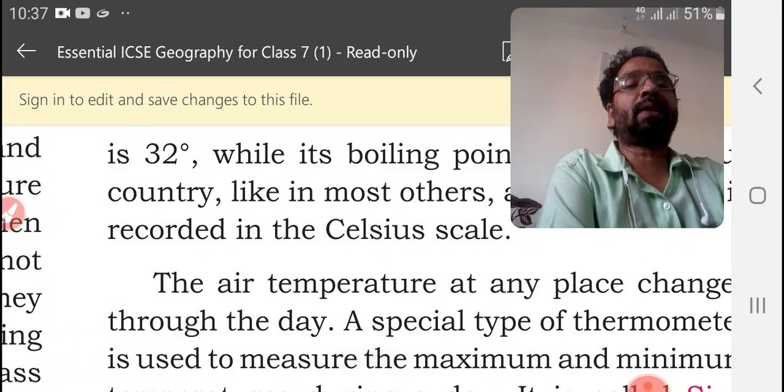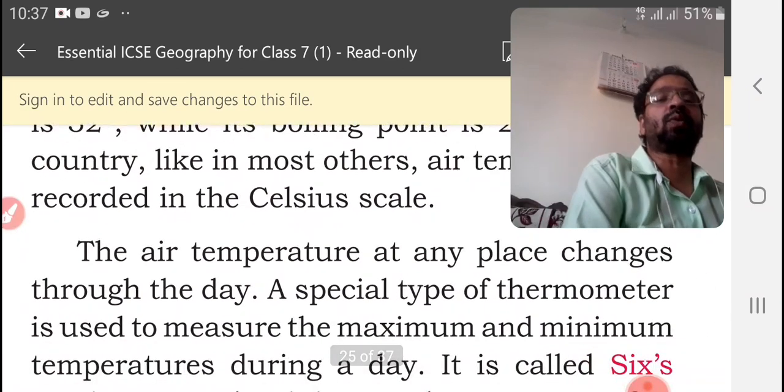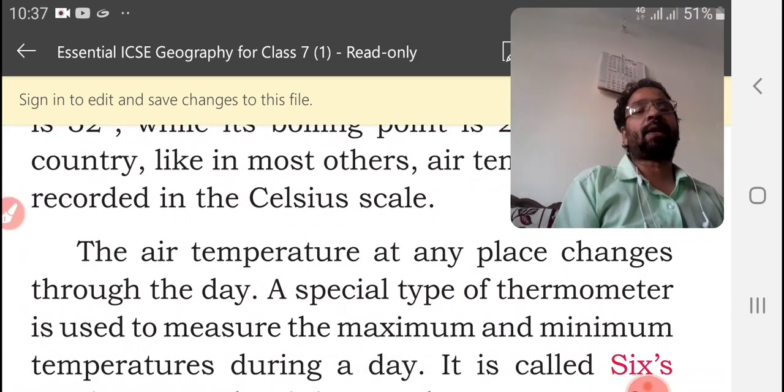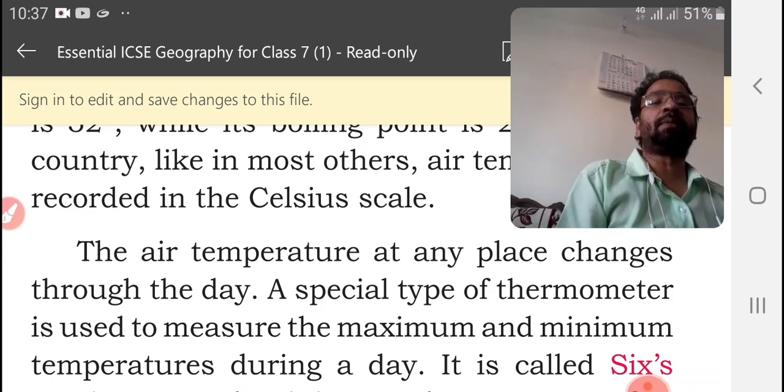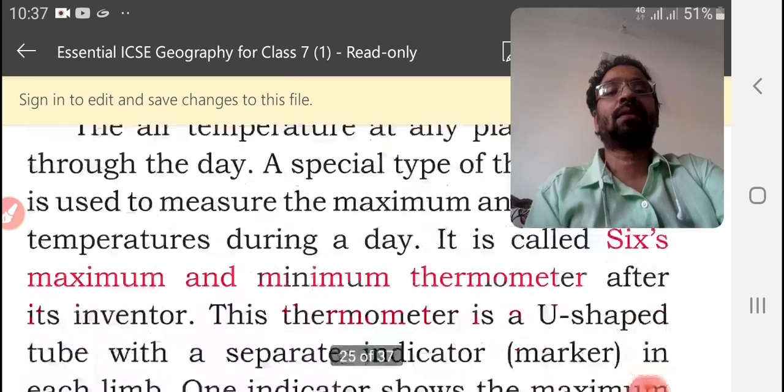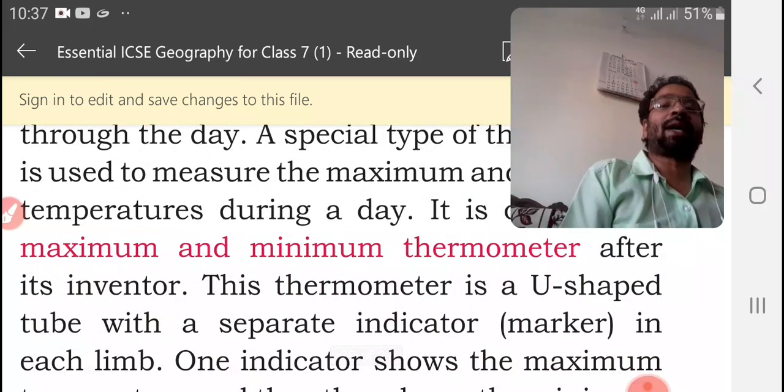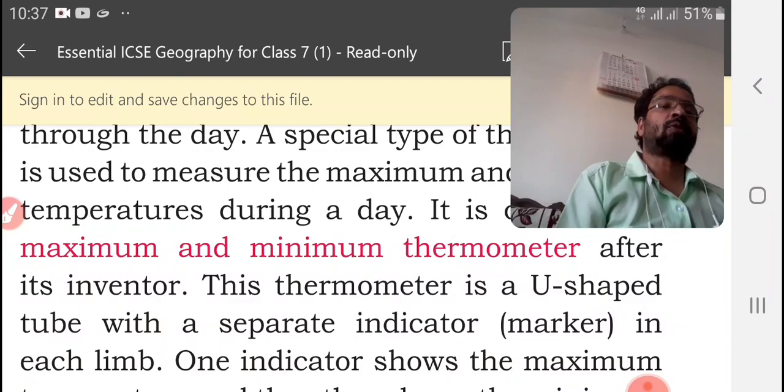The air temperature at any place changes through the day. A special type of thermometer is used to measure the maximum and minimum temperature during the day. It is called Six's maximum and minimum thermometer.